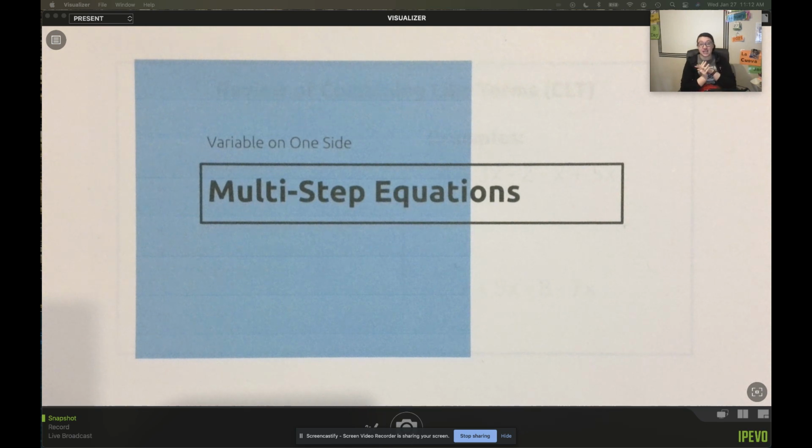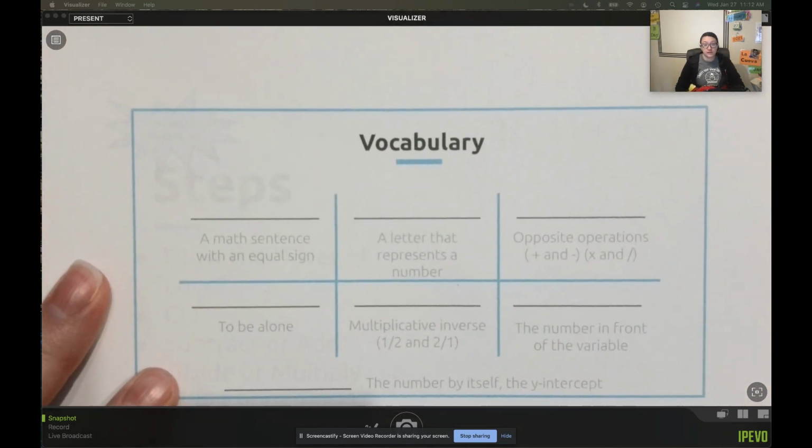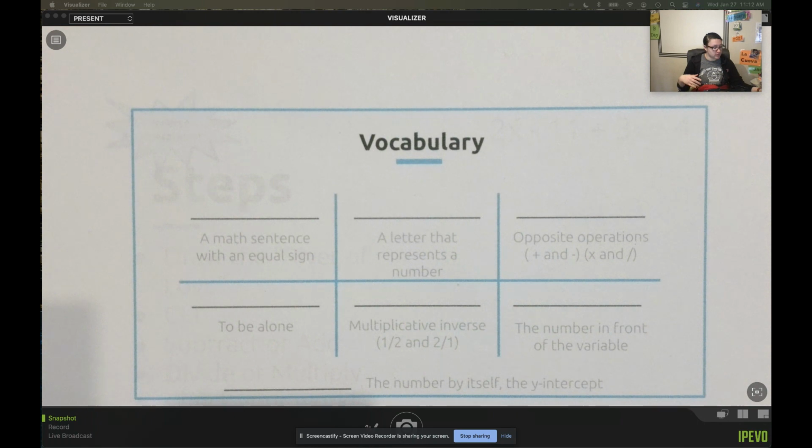Now we're going to get into the 8th grade version of everything, where we have multiple variables on one side. So we call these multi-step equations because there's more than just those one or two steps that we were doing from before. So real quick review of the vocabulary. Same words as the last set of notes when we were reviewing.